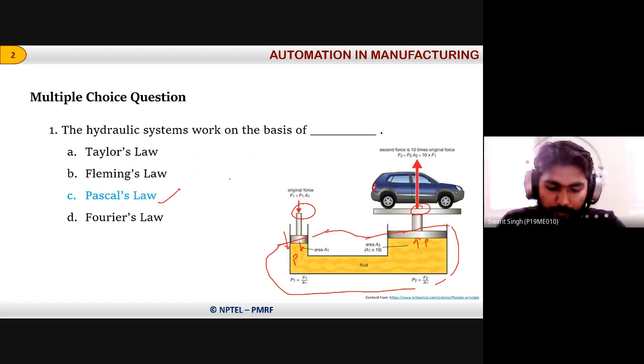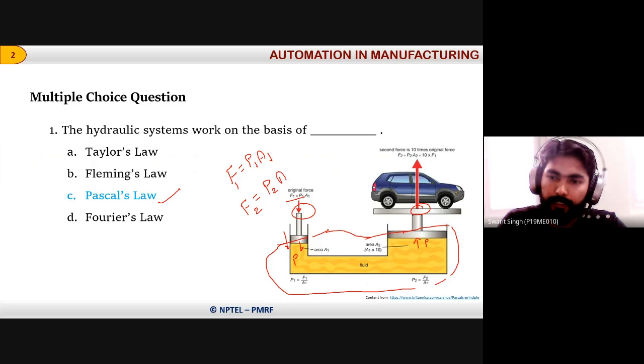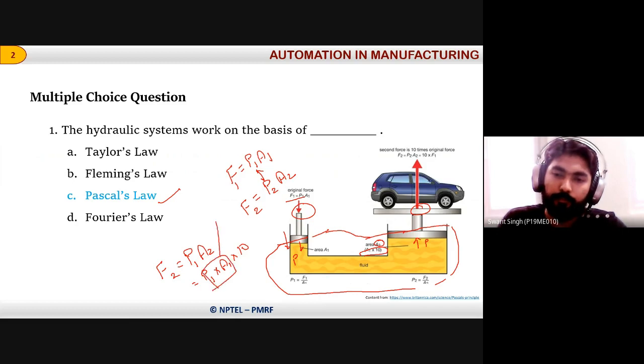When we come to calculating the formula, suppose this is force 1. Force F1 is equal to pressure P1 times area A1. Similarly, for the second point, the force is F2, the pressure is P2 and the area is A2. But P1 and P2 are equal because of Pascal's law. So F2 is equal to P1 times A2. Now it is given here that area A2 is 10 times area A1. So we write P1 times A1 times 10. Now P1 times A1 is nothing but the force F1. So F2 is equal to F1 times 10.